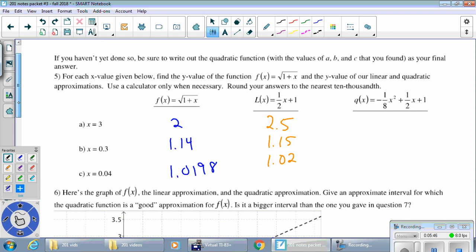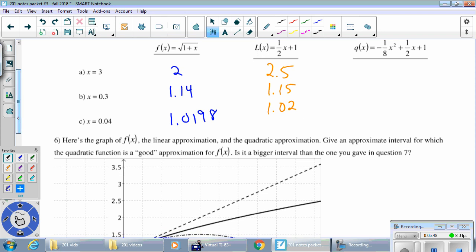Okay, number 5 asks us to fill in the table again. I went ahead and copied these numbers that we already calculated in the demo. But now we're going to plug in the same x values as before, these ones here, into our brand new quadratic approximation function, which is right there. That's what we just got on the previous page. So we are going to use a calculator here to help us, but the fact is plugging these numbers into this quadratic is not too terrible without a calculator.